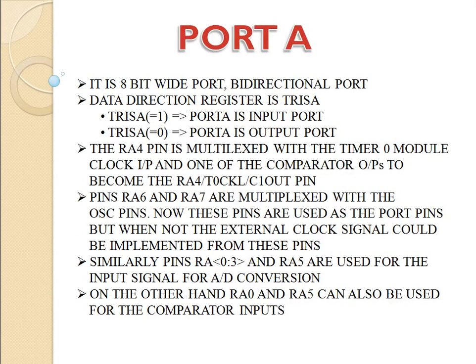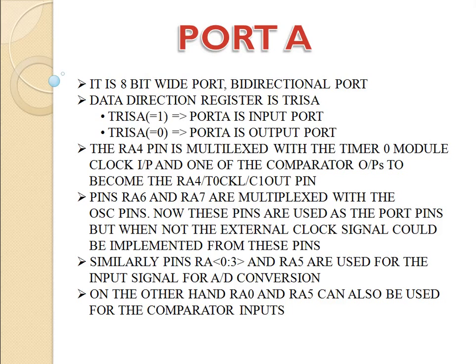Port A. The very first port of the 4520 is an 8-bit bidirectional port. To decide whether to use this port as input or output, the TRISA register is used. Making TRISA bit 1 will make the pin an input and 0 will make it an output.